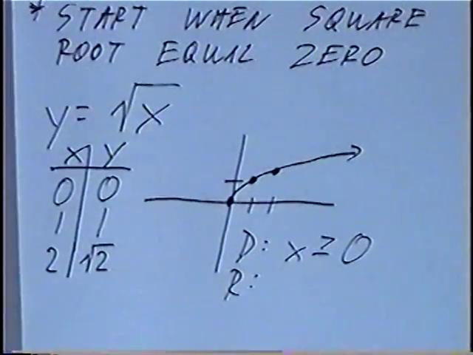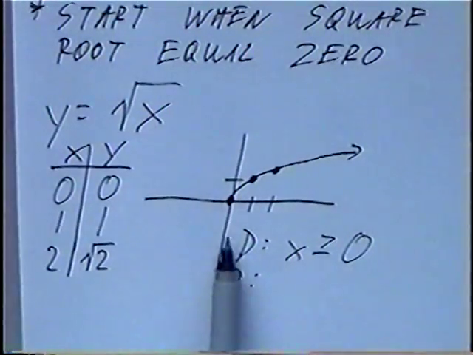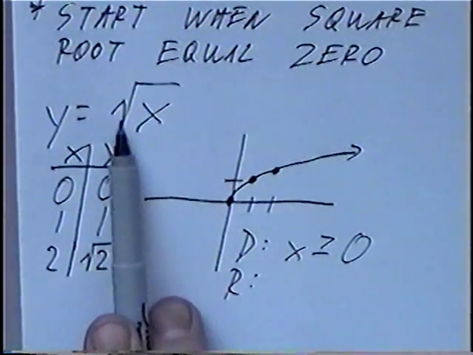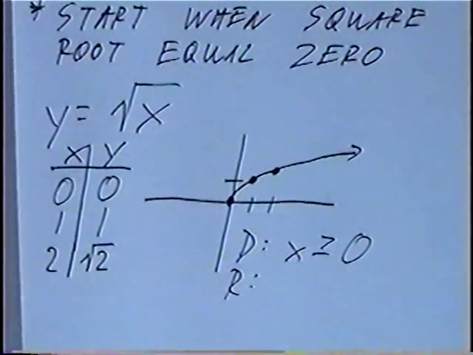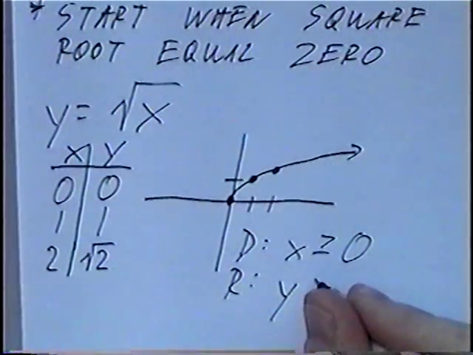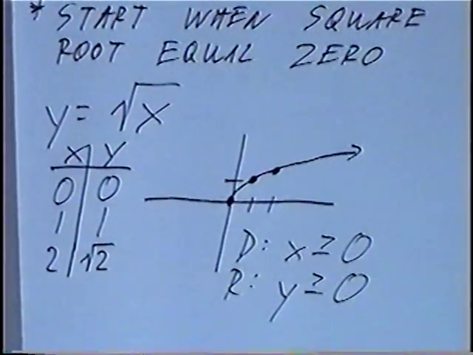For the range, we look at the y values. The smallest y value on the graph would be 0. We won't have any negative values on here, since we can never take a square root of a number and get a negative. So the range will also be y is greater than or equal to 0.